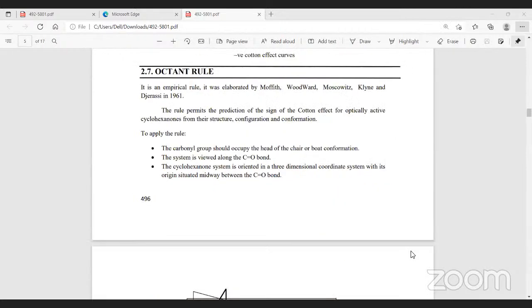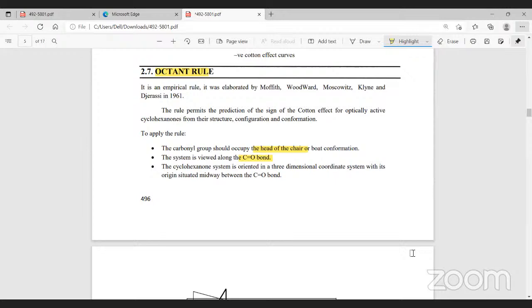See here, octant rule. It is an empirical rule, and it was elaborated by Moffitt, Woodward, Moscowitz, Klyne and Djerassi in 1961. The rule permits the prediction of the sign of the Cotton effect for optically active cyclohexanones from their structure, configuration, and conformation. To apply the rule, the first point: the carbonyl group should occupy the head of the chair or boat conformation, and the system is viewed along the C=O bond.